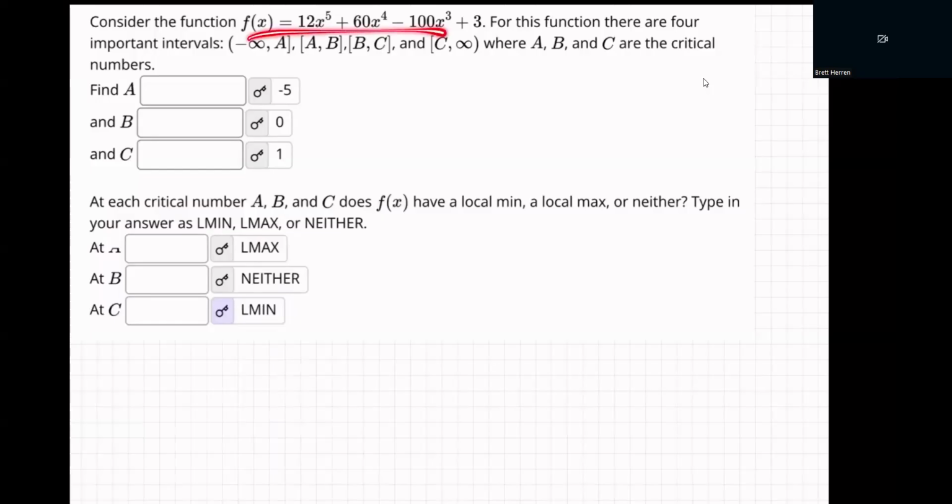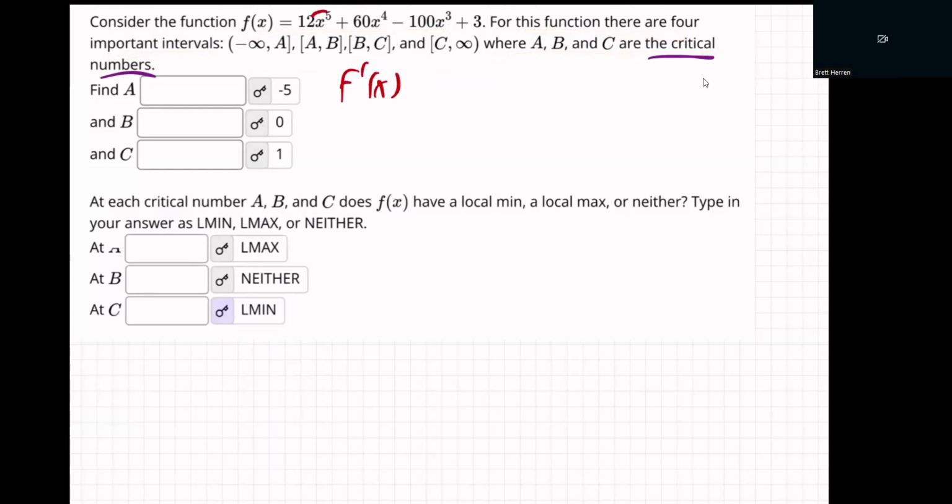This question gives us a function, and they say for this function, there are four important intervals, A, B, C, breaking them up, where A, B, and C are critical numbers. So critical numbers, we find those by finding out where the derivative is zero. So let's take this function, and let's take its derivative. So the derivative, here we go.